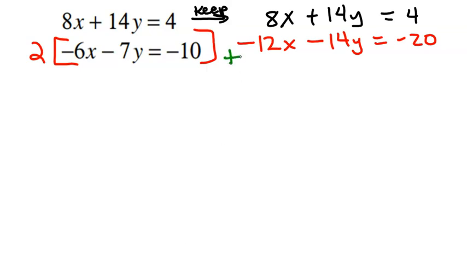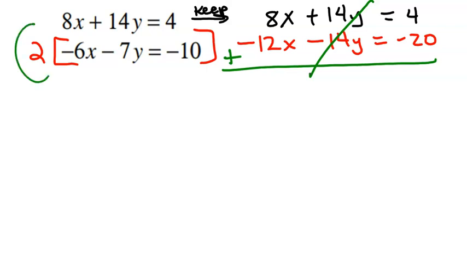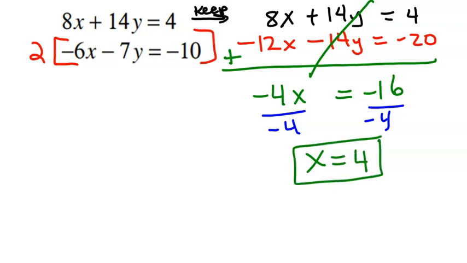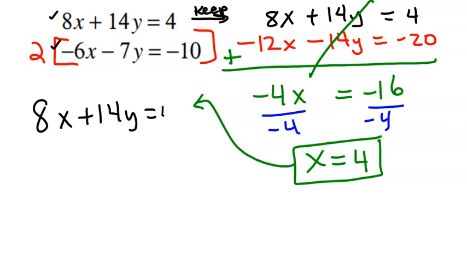Now, when I go to add my system together, I get an elimination. So I created the elimination by choosing to multiply by this number. My new sentence will be negative 4x equals negative 16. I'm going to divide by my coefficient of negative 4 and get my answer for x. Once I'm done, I'm going to go back to the beginning and use either one of these equations. I prefer the first equation because it has a lot fewer negative signs.